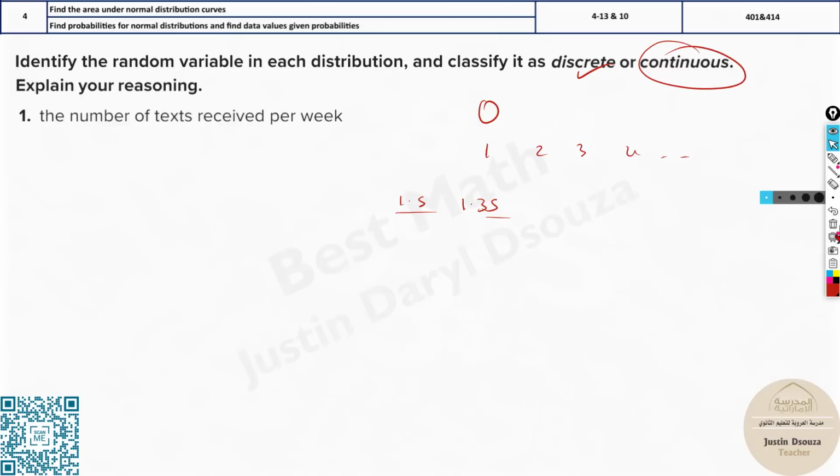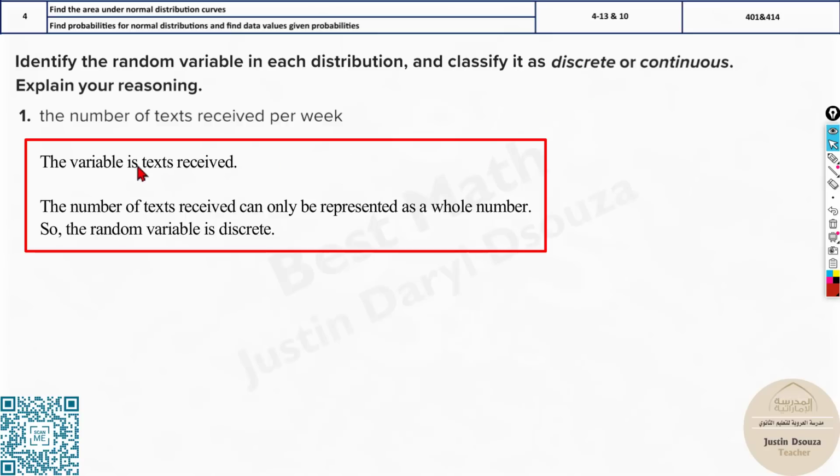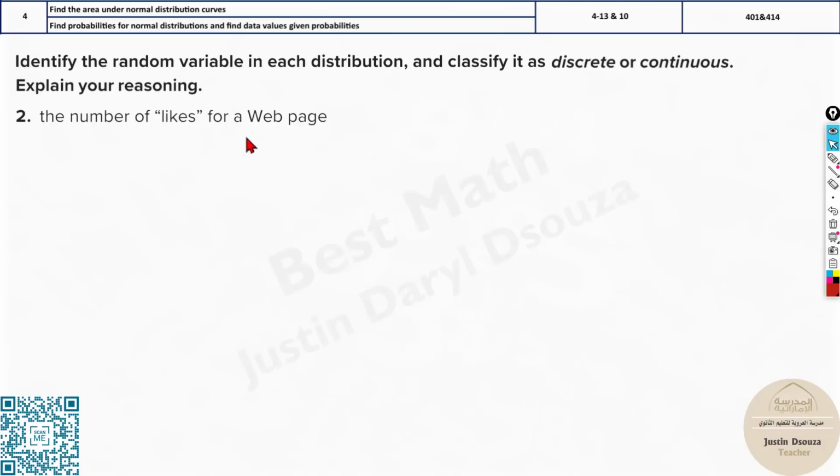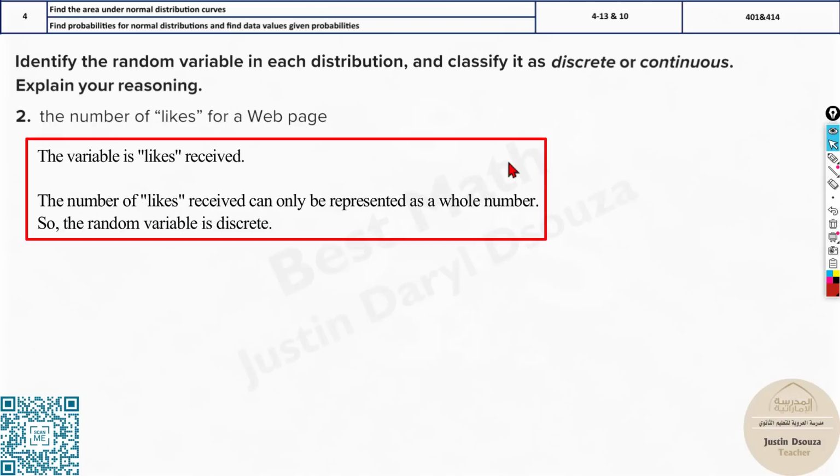Whereas the number of texts received per week, you can count it. You might have received 100 texts. It's countable, it's discrete. So this variable, the variable is what? Basically texts received. The number of texts received can be represented by a whole number. So the random variable is discrete. Now the number of likes for a web page is also discrete, absolutely the same concept.